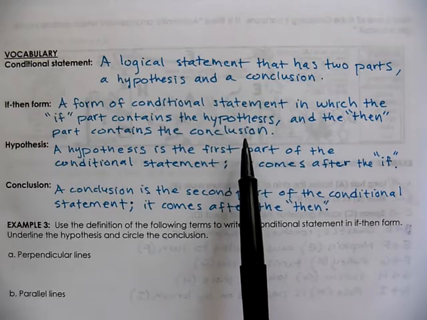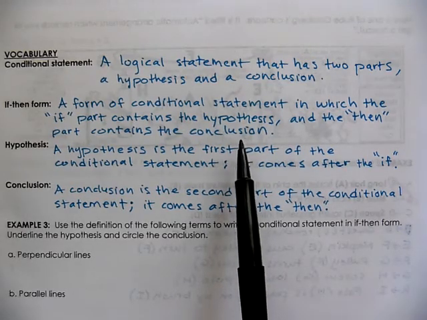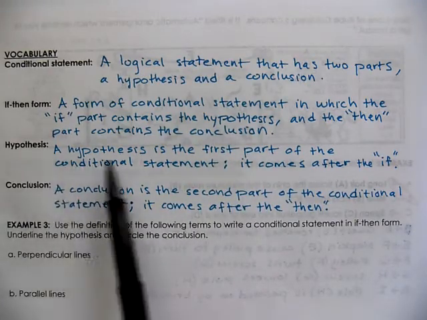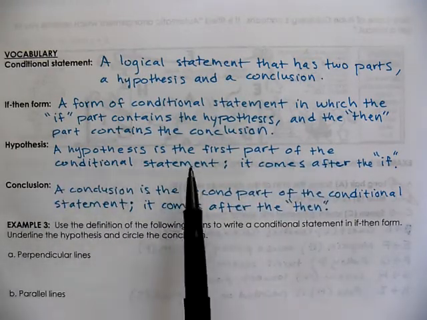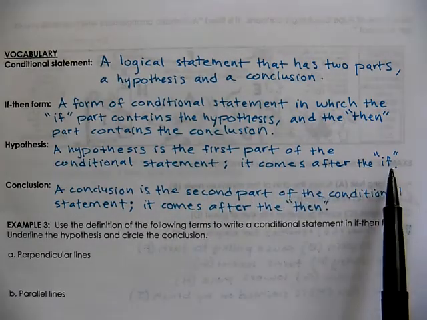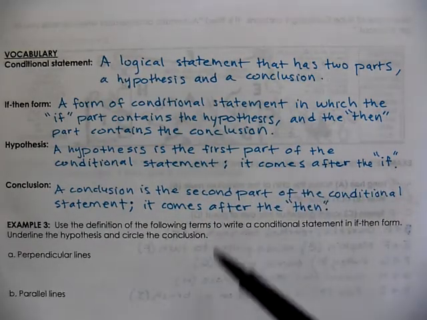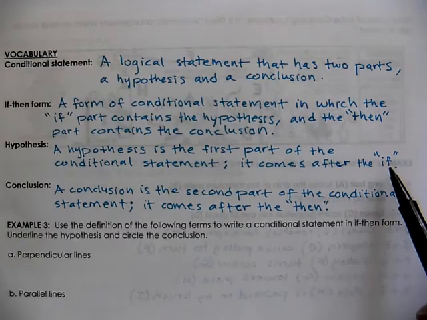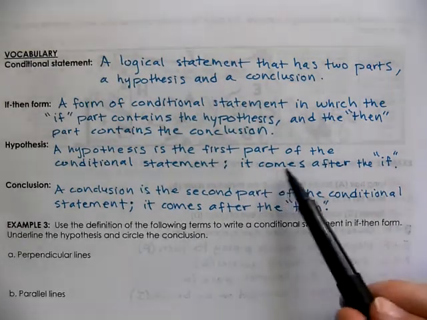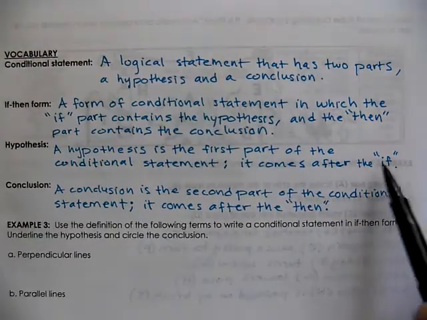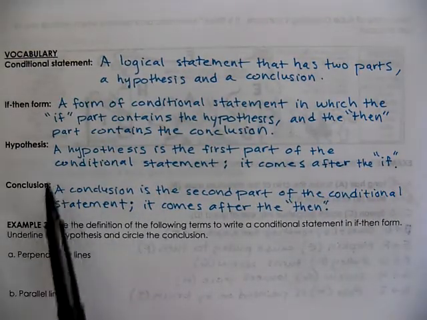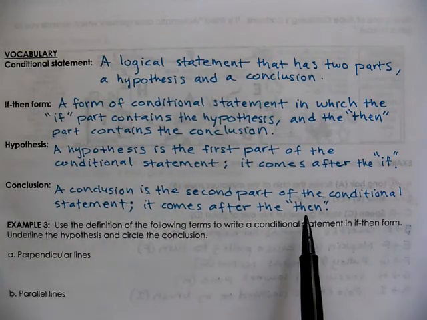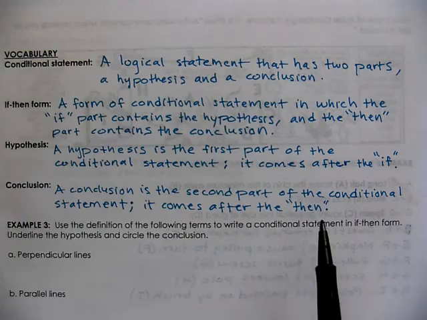So we have our conditional statements, which have two parts. There's an if part and a then part. So the hypothesis is the first part of the conditional statement, and it comes after the word if. We'll see some examples down here in a moment. The if word is not a part of the hypothesis. The hypothesis comes right after the word if. The conclusion is the second part of the conditional statement, and it comes after the word then.